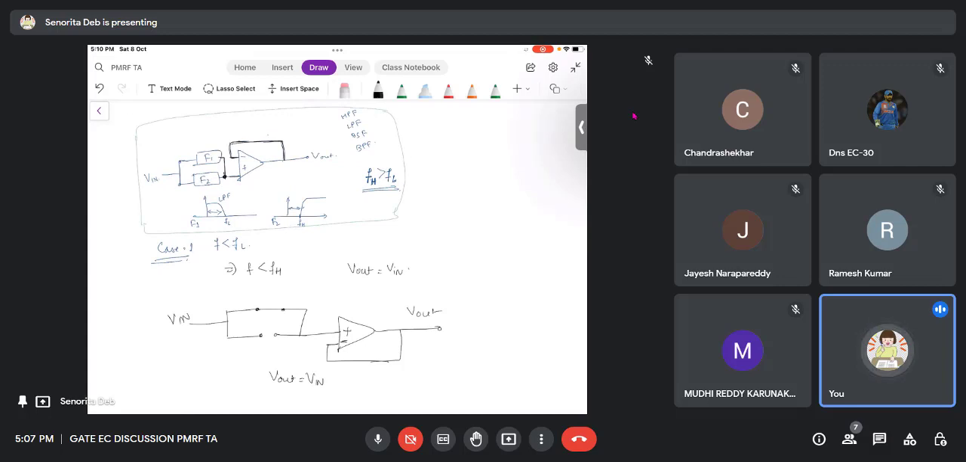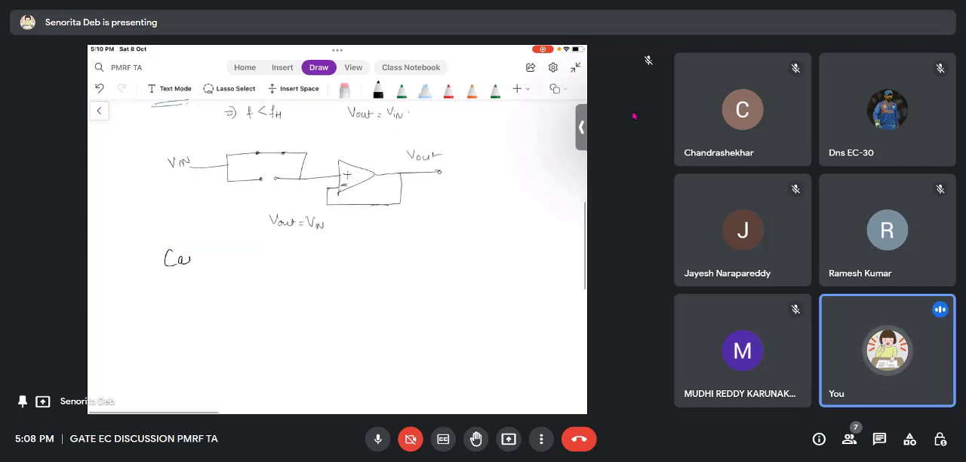So they have given the characteristics of F1 and F2. F1 behaves like a low pass filter, F2 behaves like a high pass filter, and they have asked whether this entire thing is a high pass filter, low pass filter, band stop, or band pass. So what you will do is take cases. You take F less than FL. That means F is less than FH also, because in the question it is given that FH is greater than FL. So it is passing.